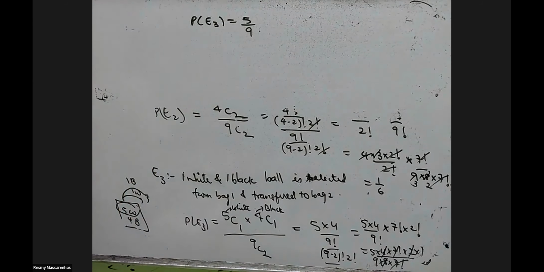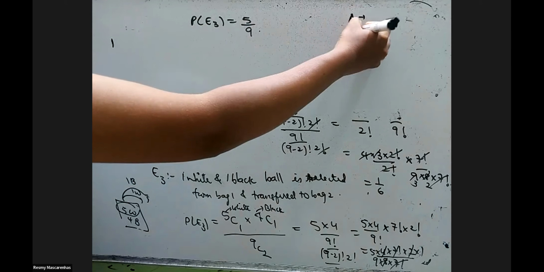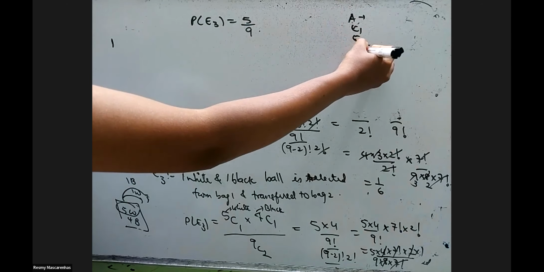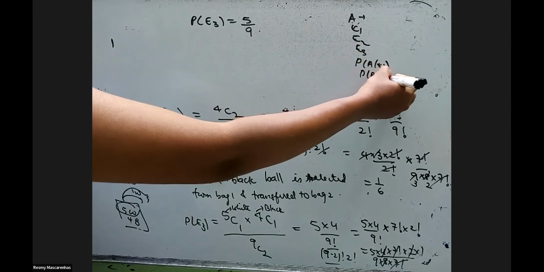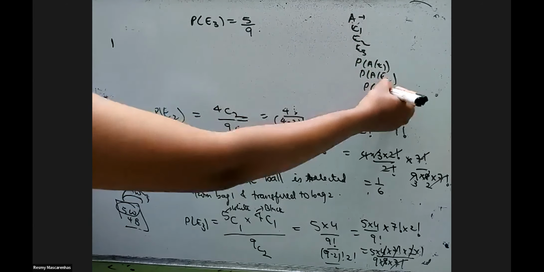So P of E1, E2 and E3. Very less chances of this problem because only once it has come in the question paper. But I don't want to skip because in case it comes, you should be able to know how to solve. Then which all orders will be now? A is done, E1 is done, E2 is done, E3 is done. So we'll have to find P of A upon E1, P of A upon E2, P of A upon E3.